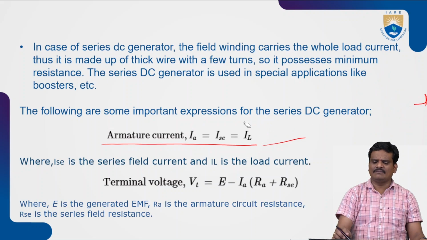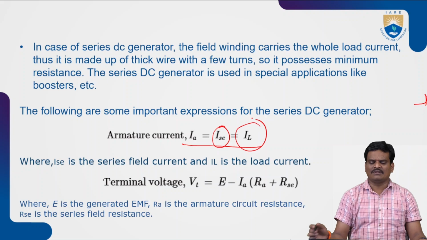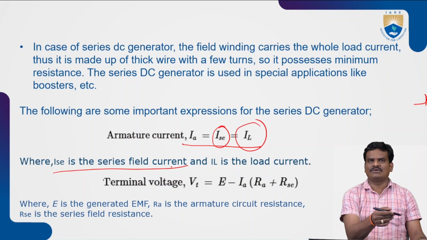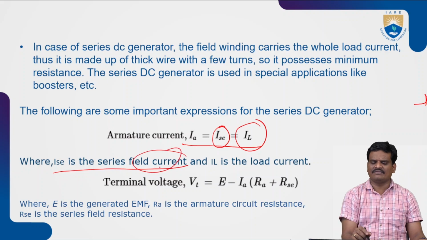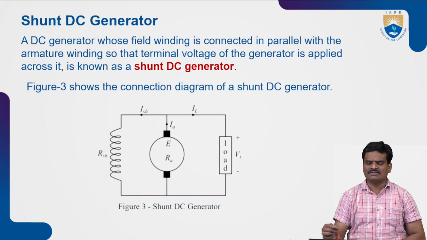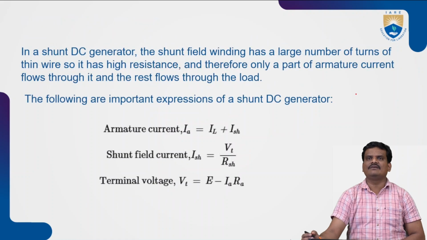So as all these three parameters are connected in series, I can say that the expression for armature current will always be equal to field current, which in turn will be equal to the load current, where ISC is field current and IL is the load current. And what about the value of terminal voltage? Terminal voltage is nothing but what? Load voltage. VT will be equal to E. VT will be equal to what?